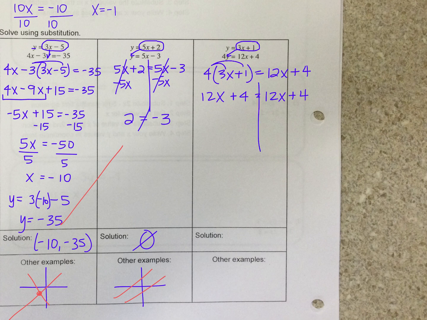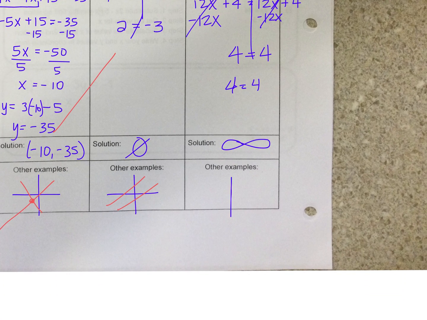All right, we got to move these 12s over. So I'm going to subtract 12x on that side. 12 minus 12, well, that cancels out. But now I have 4 equals 4. Is that true? Absolutely. 4 equals 4. Yes, 4 equals 4. That is true. That means that I have infinitely many solutions. That means that when I graph this one, it's going to be the same line. So we can draw it like that, but it's the same line.